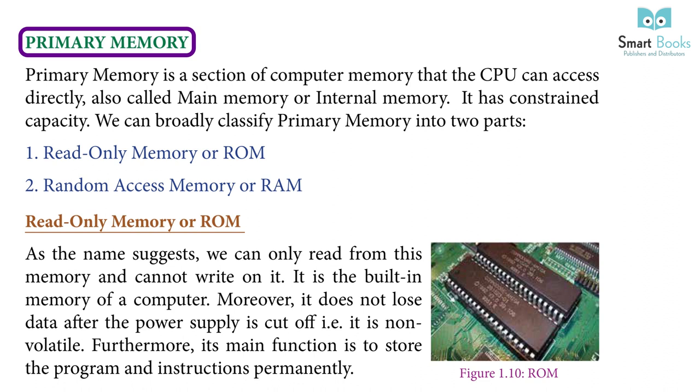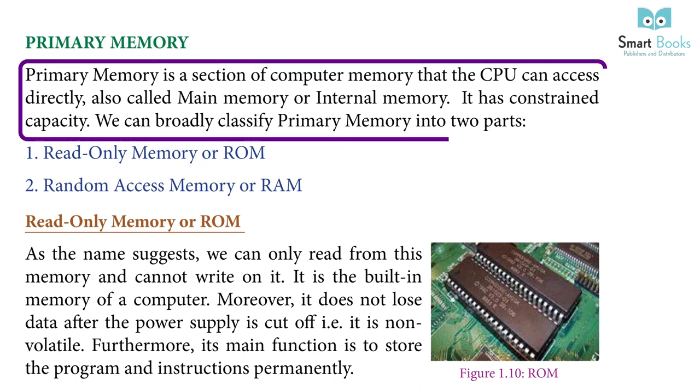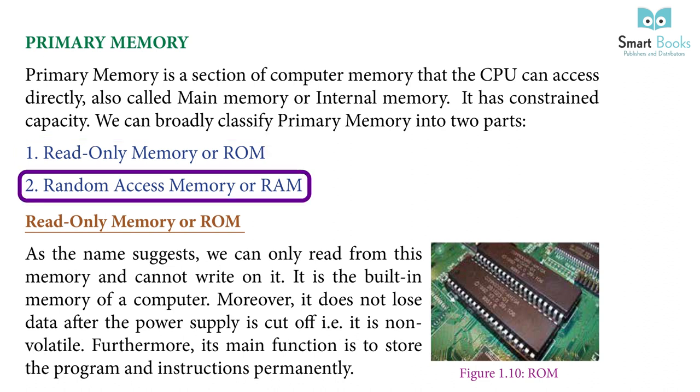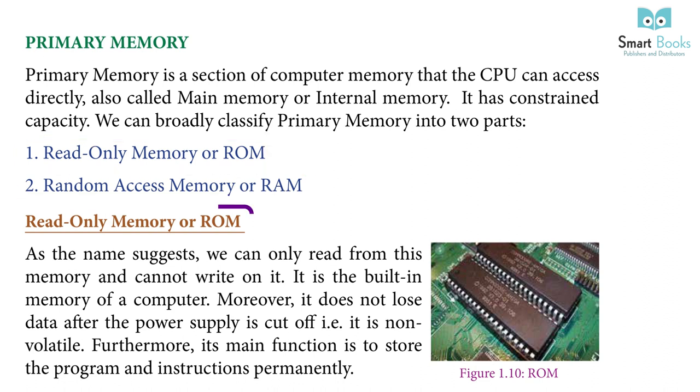Primary memory. Primary memory is a section of computer memory that the CPU can access directly. Also called main memory or internal memory, it has constrained capacity. We can broadly classify primary memory into two parts. 1. Read-only memory or ROM. 2. Random access memory or RAM.